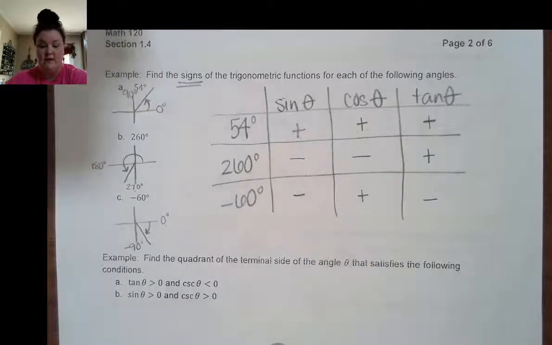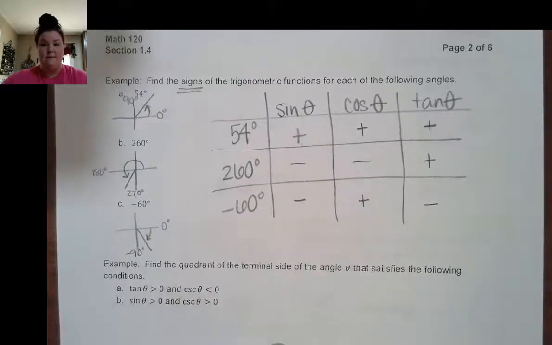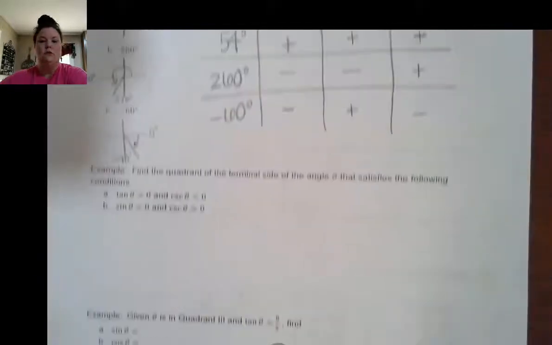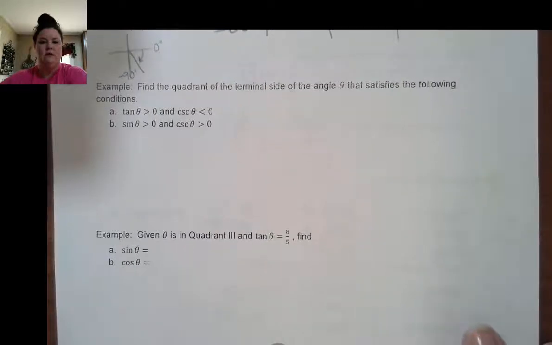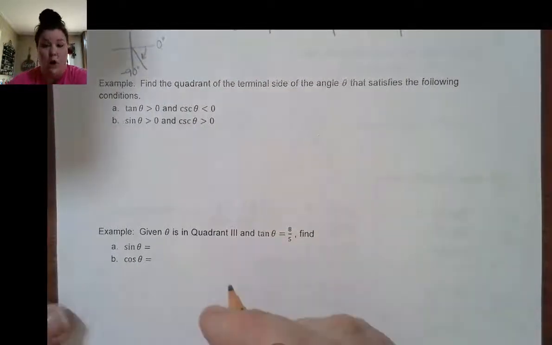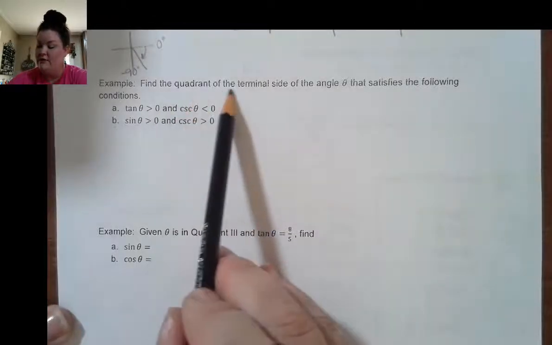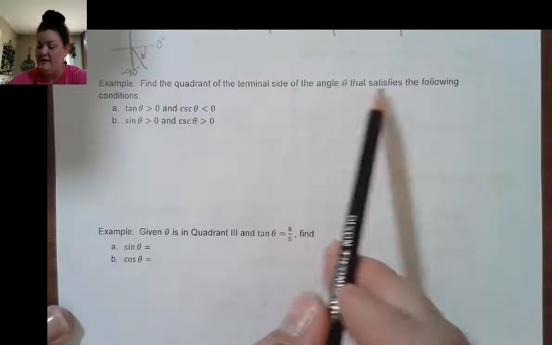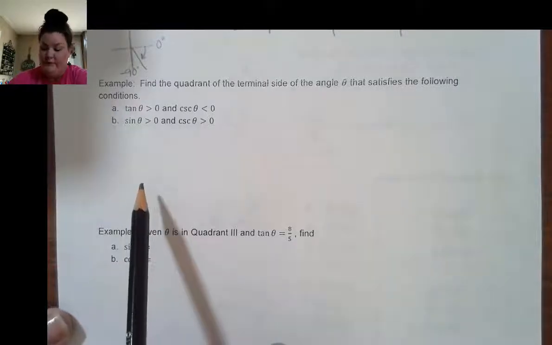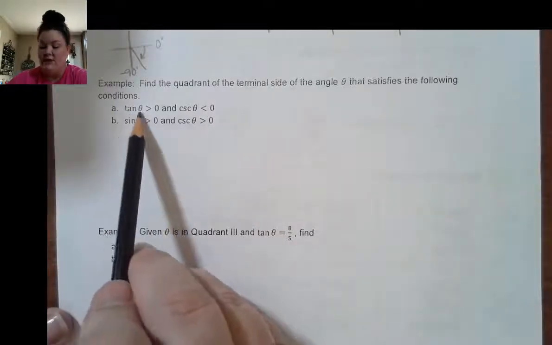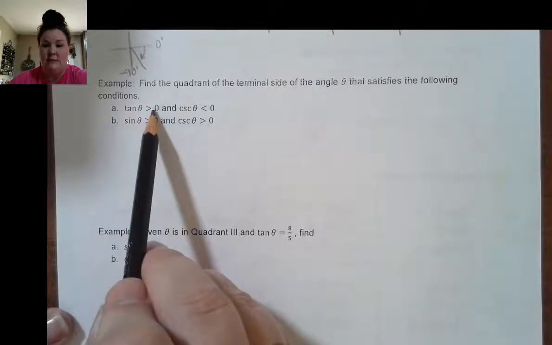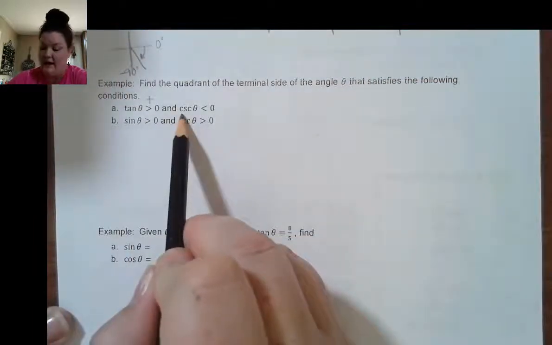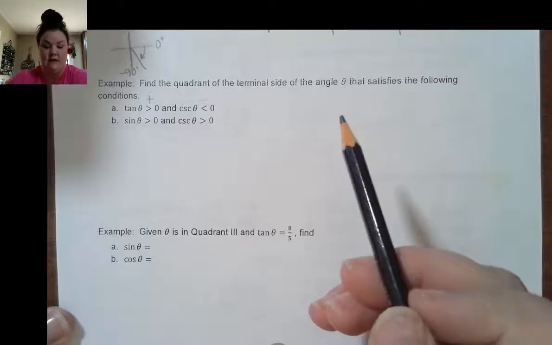Okay? All right. So now let's look at some problem types that we're going to use to find missing values. Okay? So this first one is finding the correct quadrant. It says find the quadrant of the terminal side of angle theta that satisfies the following conditions. So if I look at part A, it says my tangent theta has to be greater than 0, right? So that's positive. And my cosecant theta has to be less than 0, which is negative. Okay? So let's think about that.